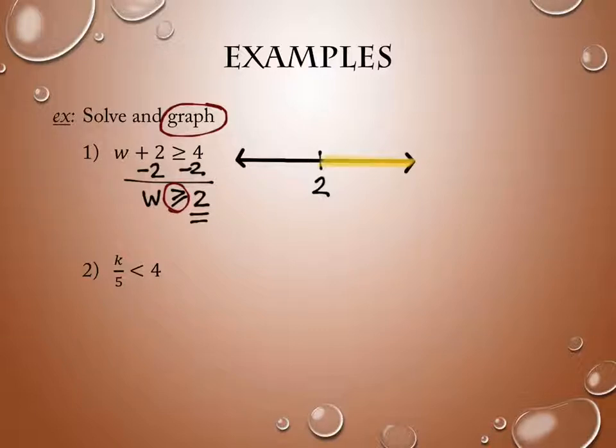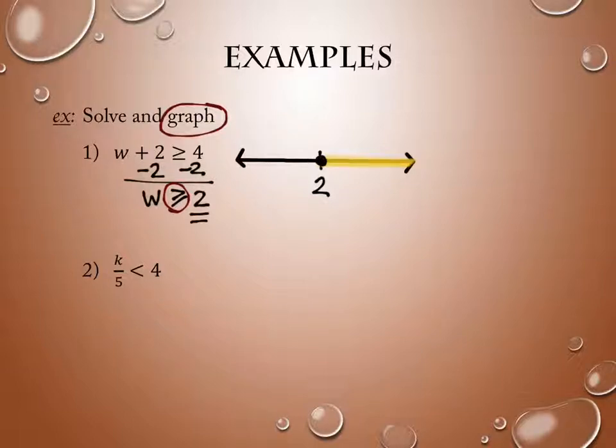So that indicates your shading. Now, depending on which resources you use and how you interpret things, there are a couple of different things you can do, and I don't really care which one you do. There are two ways to decide what symbol you're going to use on the 2. The 2 is included in this one, right? It says greater than or equal to 2. So here are your two options.